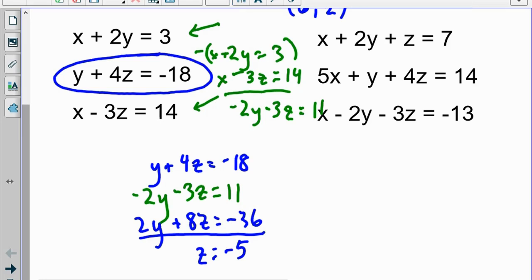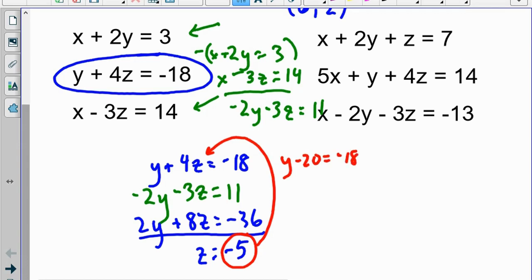Now I can take that z and substitute it back in a lot of different spots. So I can put it in here. I get y minus 20 equals negative 18, so y equals 2. I can also take either the y equals 2 or the z equals negative 5 and substitute it back in one of the original equations. So I'll take the y equals 2 and substitute that back in up here. So x plus 4 equals 3, which means x equals negative 1. So my final answer would be negative 1, 2, negative 5.